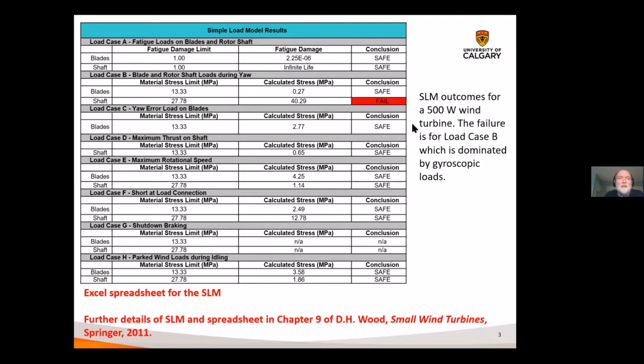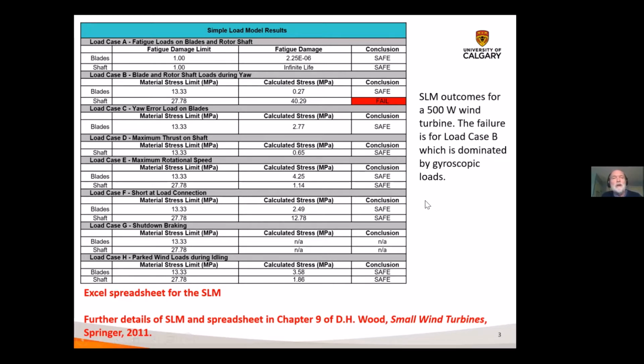This is the final page of a 5-page Excel sheet that I developed with some colleagues quite a number of years ago now to implement the simplified load model for any small wind turbine. If you want further information on this, it's described in chapter 9 of my book on small wind turbines that was published by Springer about 10 years ago.